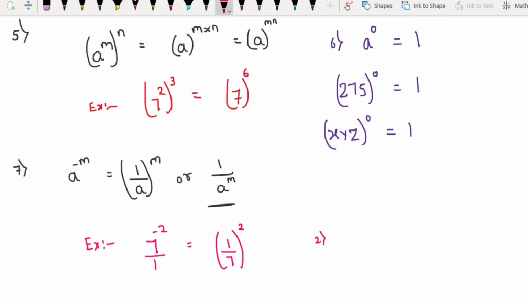Another example we're going to go with. If it is like 2 by 5 whole to the power of minus 3, then how can we solve it? We have to reciprocal 2 by 5. Reciprocal of 2 by 5 is what? Very simple. I say reciprocal is nothing but ulta. So 2 by 5 ka ulta kya hota hai? So 5 by 2 whole to the power of 3. That's the end of the laws of exponent.